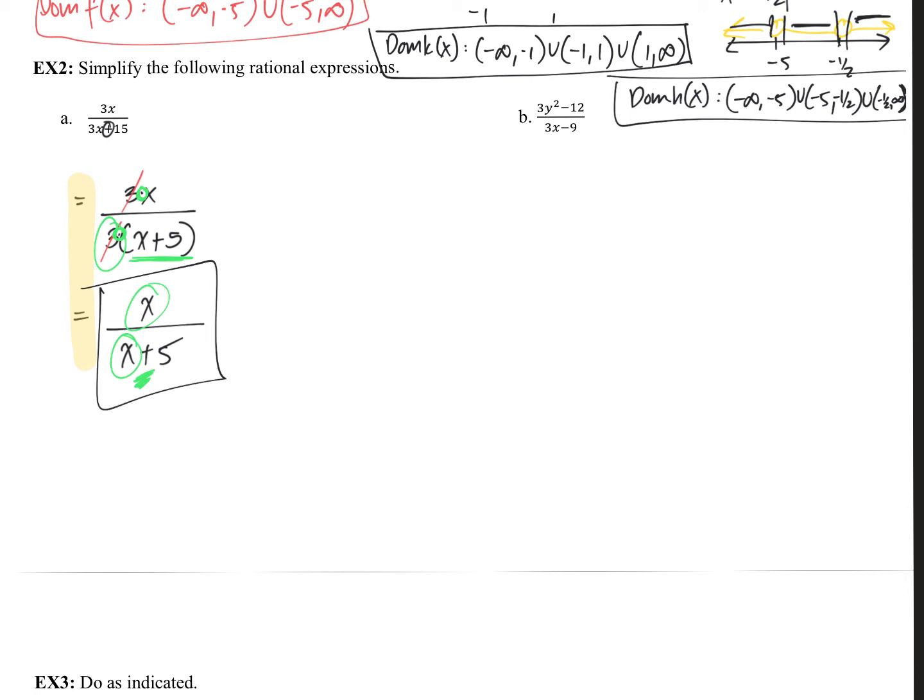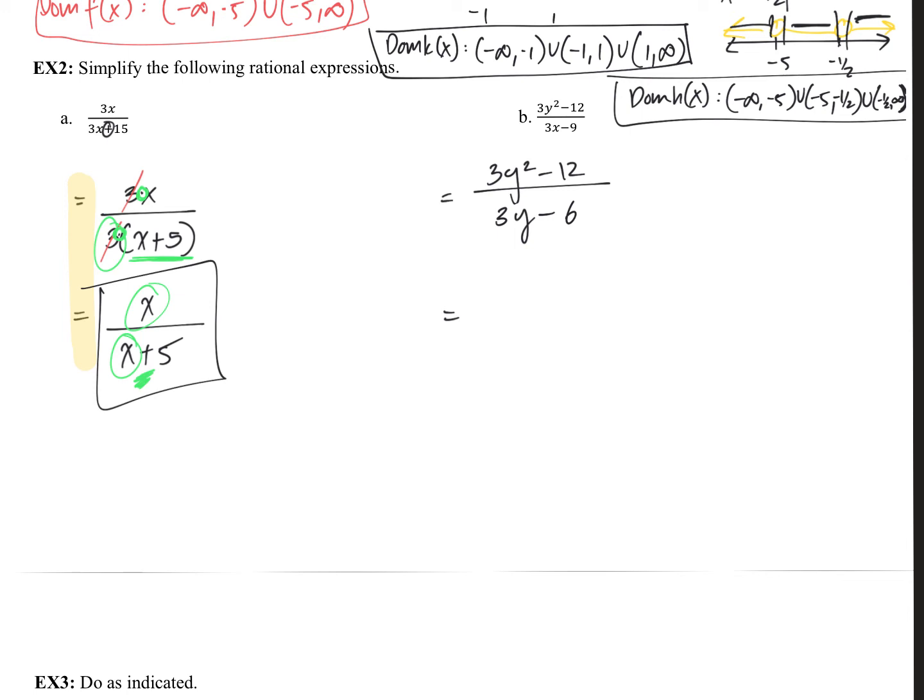Let's take a look at the next one. I'm going to rewrite it. 3y squared minus 12 divided by 3x minus 9. So there's a small typo here, sadly. That should be a y as well. They should both be y's. And then that should not be a 9. That should be a 6. Let me go ahead and erase that. So that should be a 6. Sorry for the typo there. Alright, upside down 9, 6.